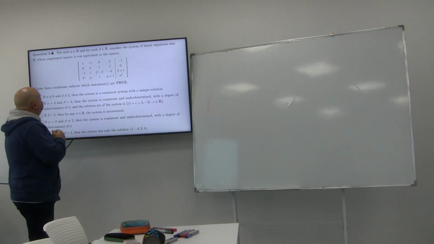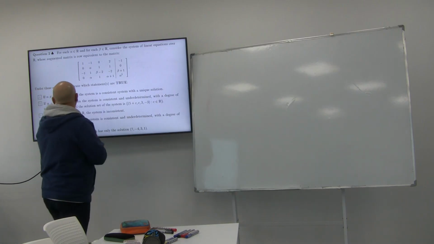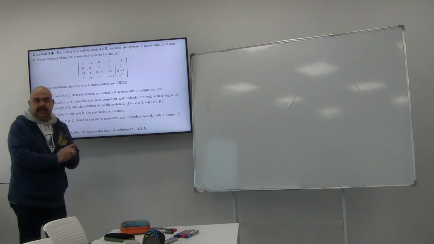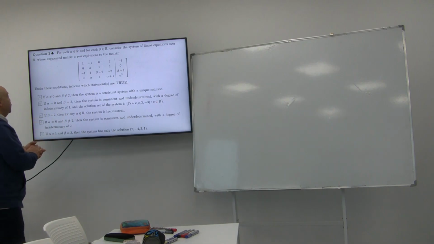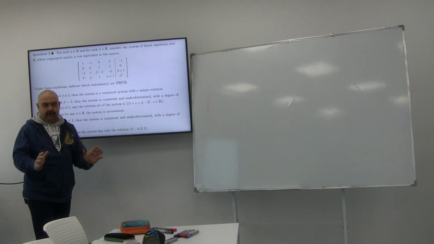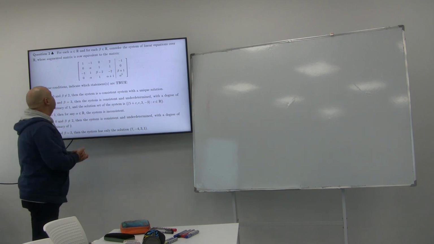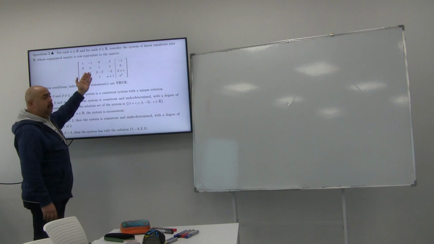For each alpha belongs to R and for beta belongs to R, consider the system of linear equations over R, whose augmented matrix... stop. He's telling you about the system of equations. And he's giving you one of the most, I know you are very skillful about dealing with augmented matrices. So, this is the augmented matrix. It's giving you two unknowns, alpha and beta.